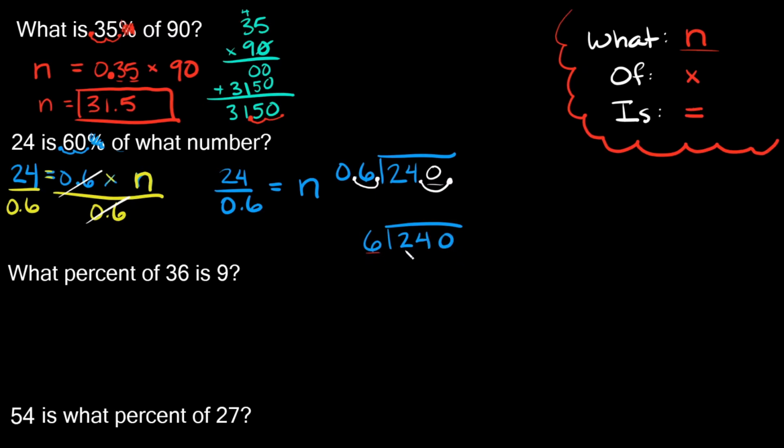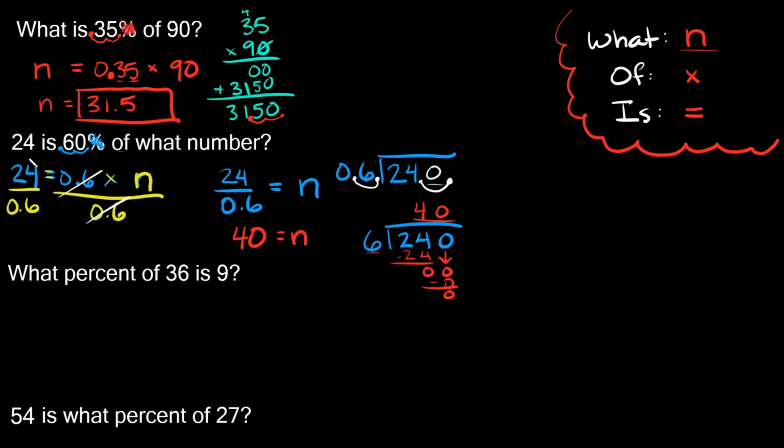Okay, so 6 doesn't go into 2, but it does go into 24. How many times? Exactly 4 times, right? And then 4 times 6 is 24. You subtract, you get a 0, and then you bring this 0 down. 6 goes into 0 times, right? And then 0 times 6 is 0. You subtract, and you have no remainder. So 240 divided by 6 is equal to 40, right? Or in other words, 24 divided by 0.6 is equal to 40. So 40 is equal to n.